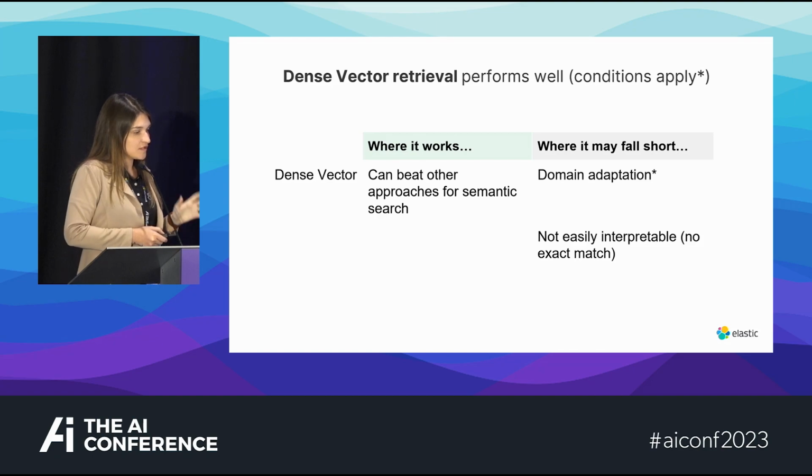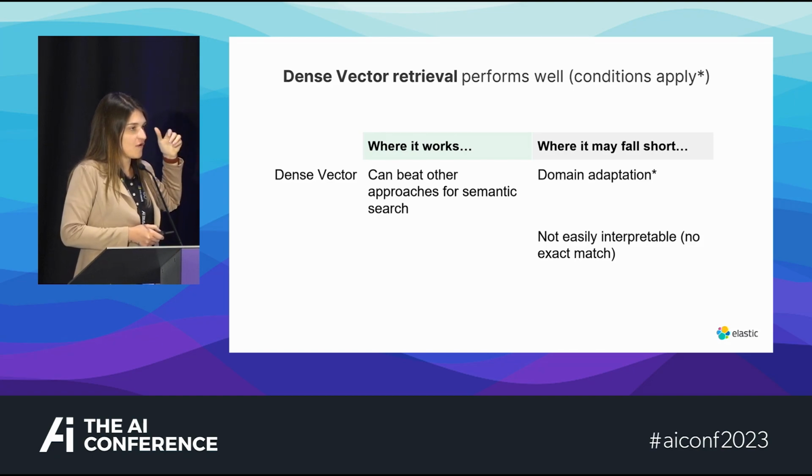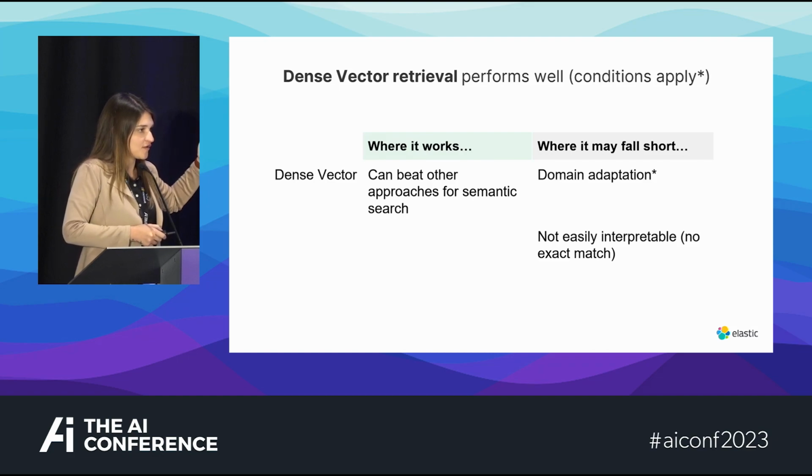Then dense vector retrieval, what we just saw, performs really well. And this is cool because, as you could see, it takes semantics into account. Of course, if you have a great model, it will be even better. If it's not working, you switch models and use another one. But it takes semantics into account, which is really good and important. So it can beat other approaches for text search, as we saw earlier, because of semantics.